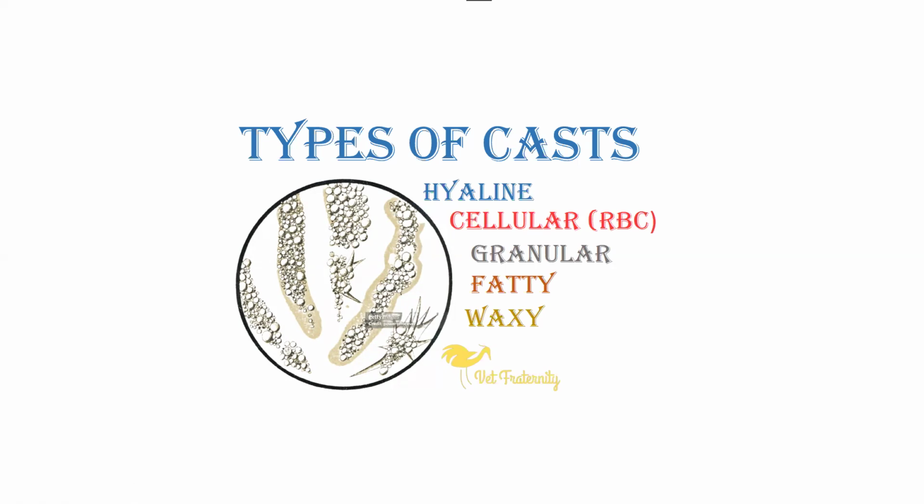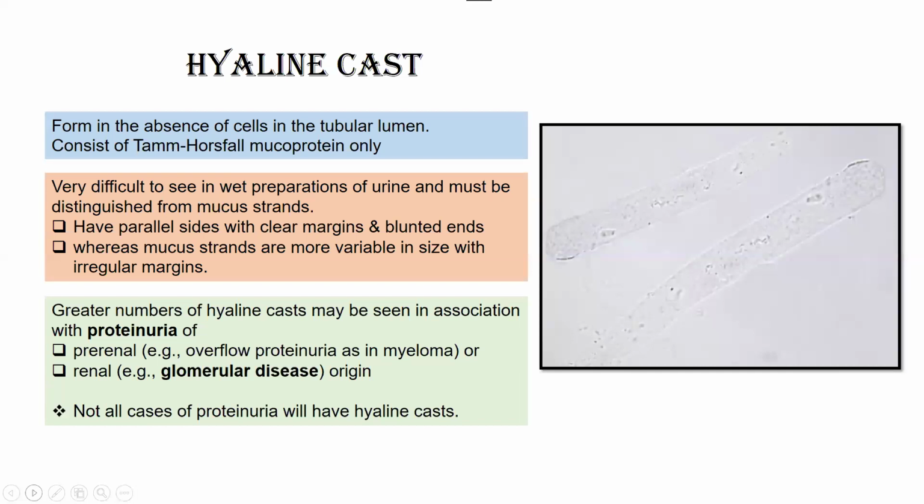We have these 4 to 5 types of casts, and in the previous video, I talked about the basic concept of what casts are and how they get formed, the theory on their formation. Now, in this video, we are going to elaborate each type of cast. So let's begin. The first type of cast we have is hyaline cast.